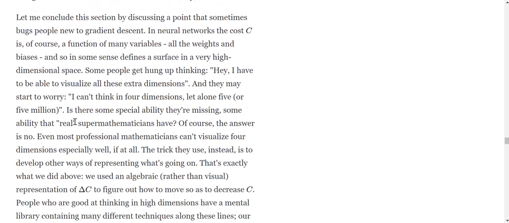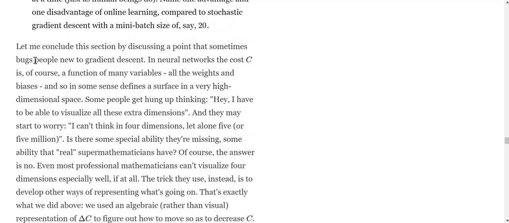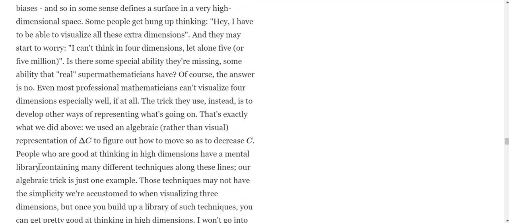So let me conclude the section by discussing a point that sometimes bugs people new to gradient descent. In neural networks, the cost C is of course a function of many variables, all the weights and biases, and so in some sense defines a surface in a very high dimensional space. Some people get hung up thinking, hey, I have to be able to visualize all these extra dimensions, and they may start to worry: I can't think in 4 dimensions, let alone 5 or 5 million. Is there some special ability they are missing, some ability that real super mathematicians have?